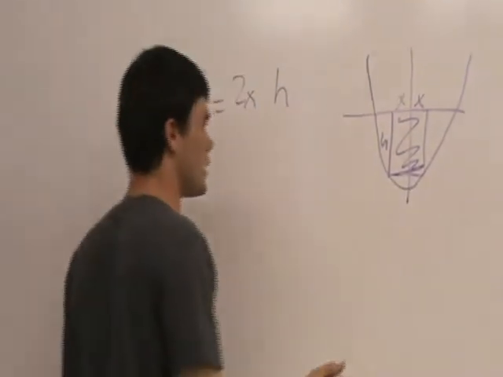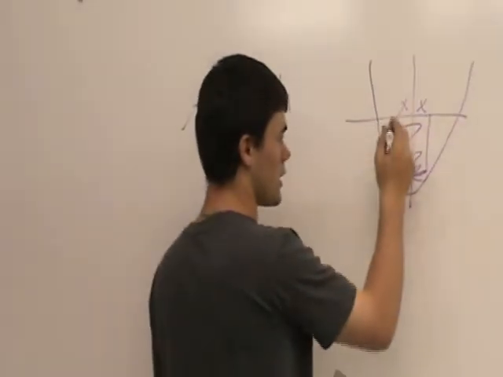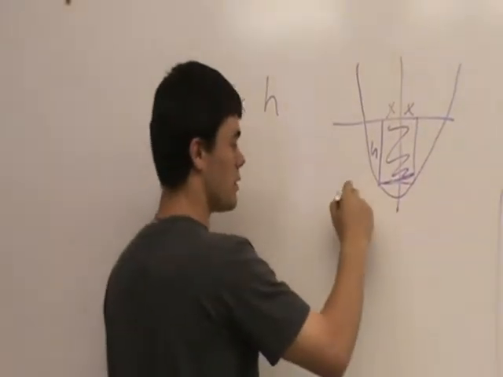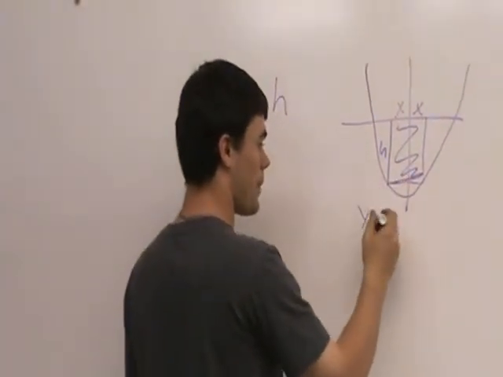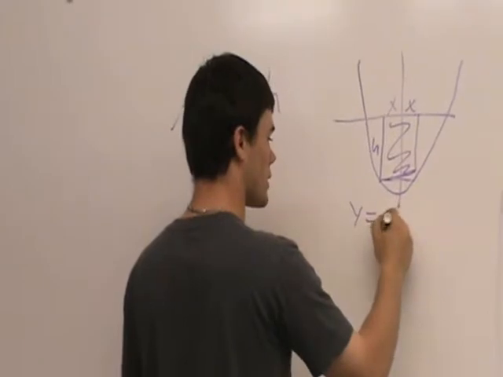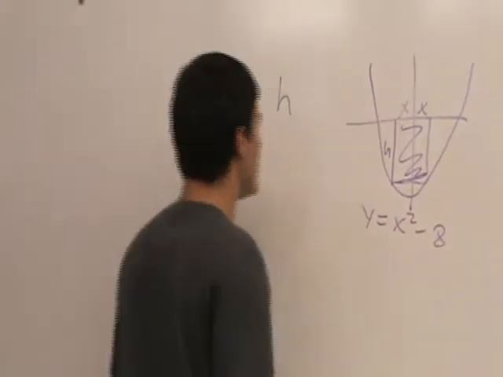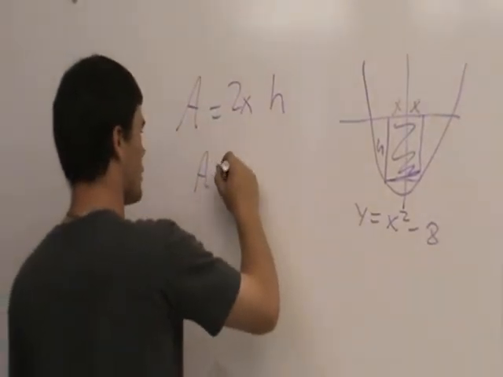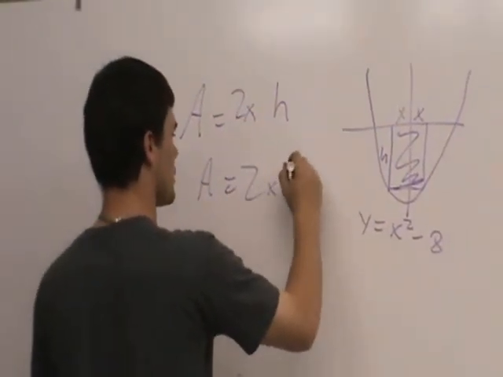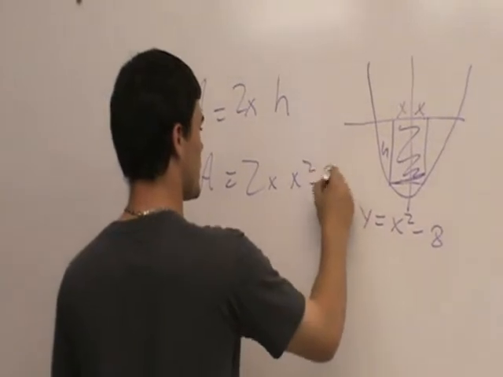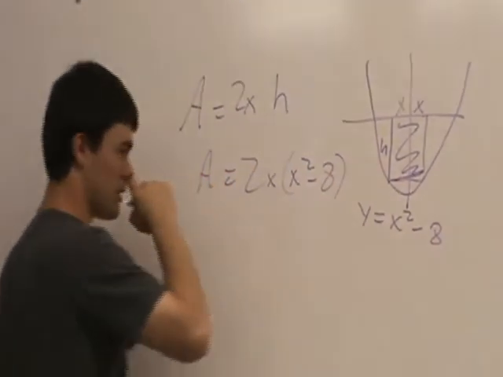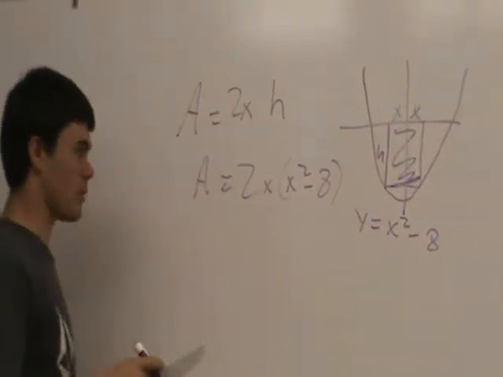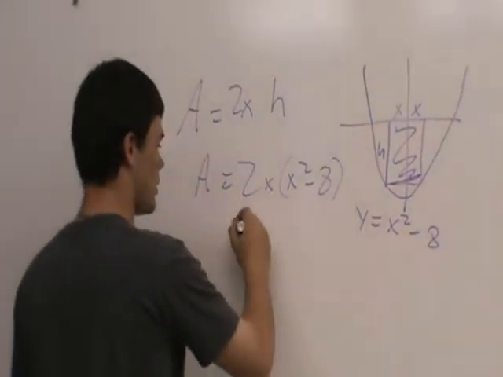And then we know that h is going to be the y distance, or the y, of x squared minus 8. So you have A equals 2x times (x squared minus 8). And that's your formula right there. Then you distribute through.